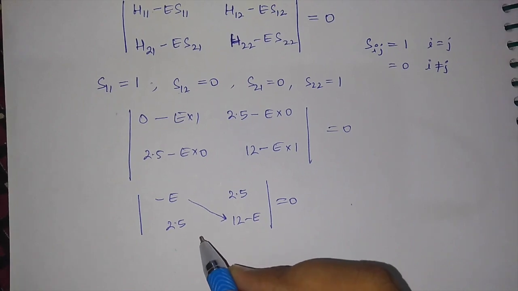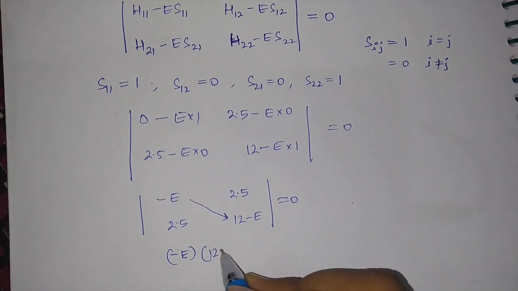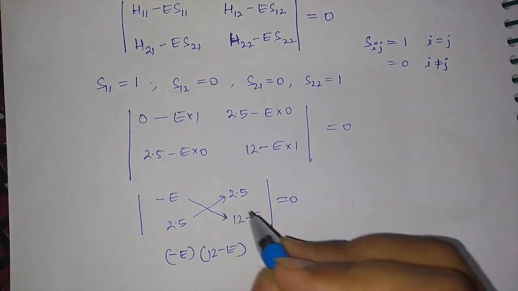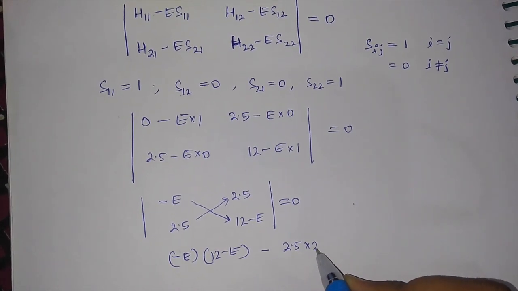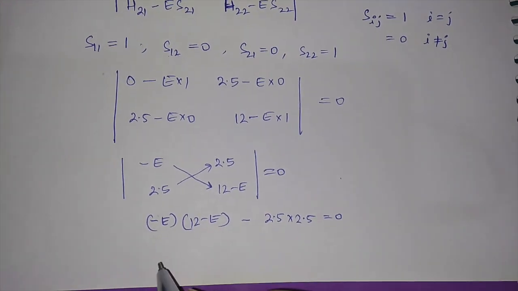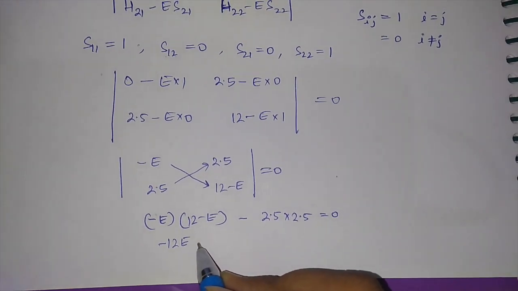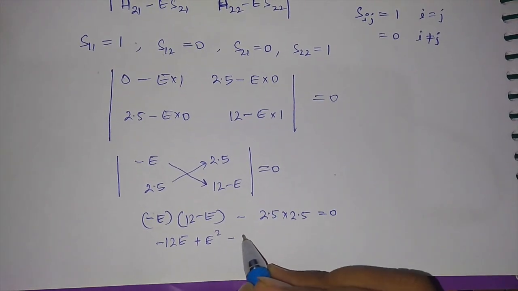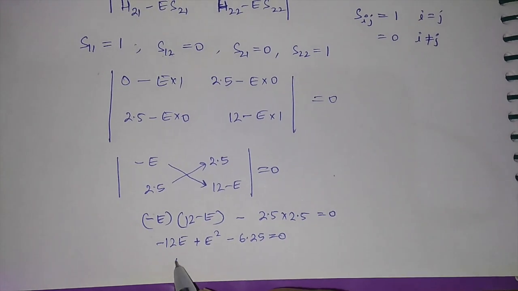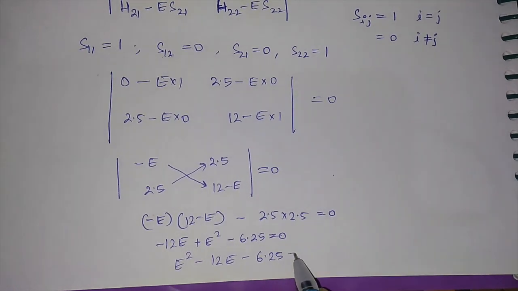First of all, multiply these two terms, so it's minus E into 12 minus E. Then you have to put a negative sign and multiply these two, so it's 2.5 into 2.5, and equal to 0. So just multiply them and solve. Once you open the bracket, you'll get minus 12E plus E square minus 6.25 equals 0. If you arrange it, it will be E square minus 12E minus 6.25, and that will be equal to 0.